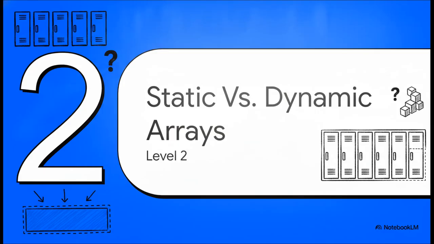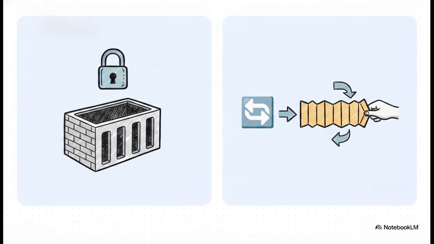Moving right along to level 2, static versus dynamic arrays. So here's a question for you. What happens when we build that row of lockers, but we actually have no idea how many we're going to need ahead of time? Well, that brings us to the great divide in data structures, static versus dynamic arrays. Static arrays are blindingly fast. The memory is allocated right on the stack, which is your computer's super fast short-term memory, right at compile time, giving you instantaneous access.